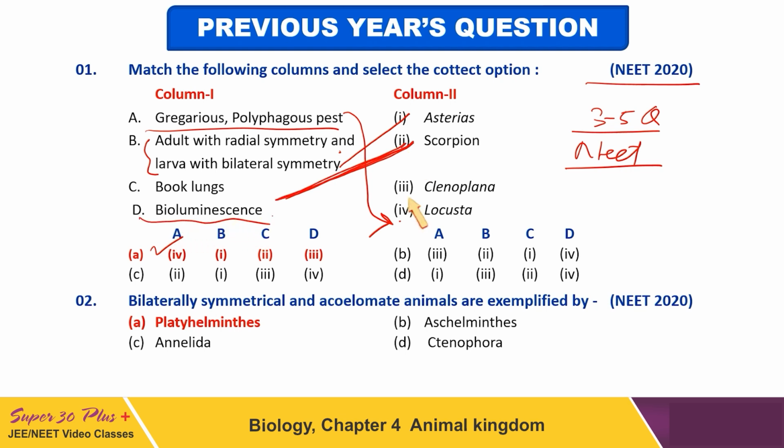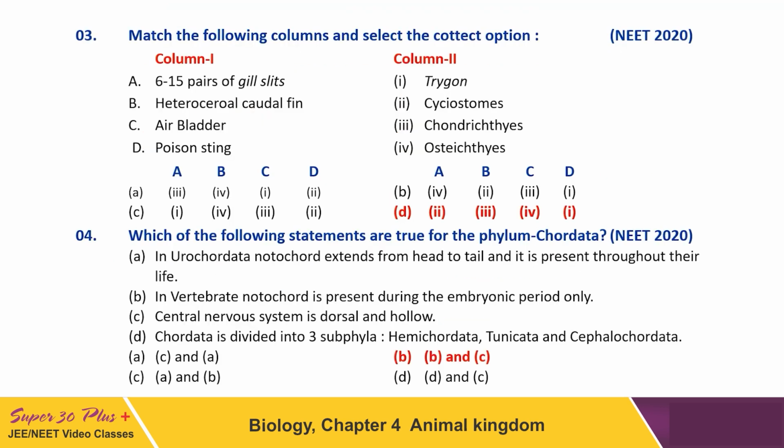Bioluminescence, that is ctenophora. Is it clear? Right answer is this. Very good question. Bilateral symmetry and ctenophore animal are exemplified in Platyhelminthes. These are bilateral symmetries there. Okay. Come to the next. Match the following columns. Select the correct options. Correct option. This is correct option you have to find out. Correct itself is having correction here.